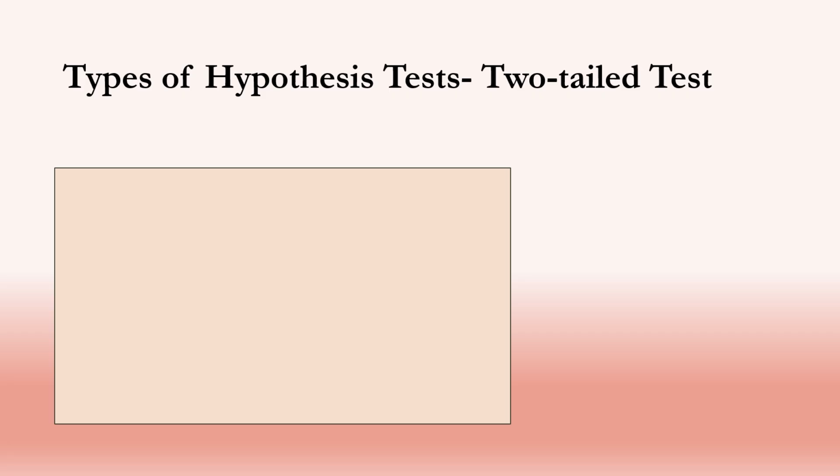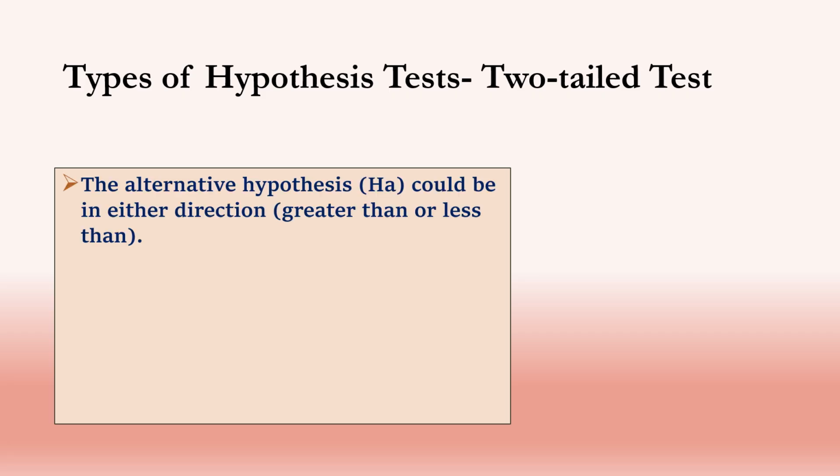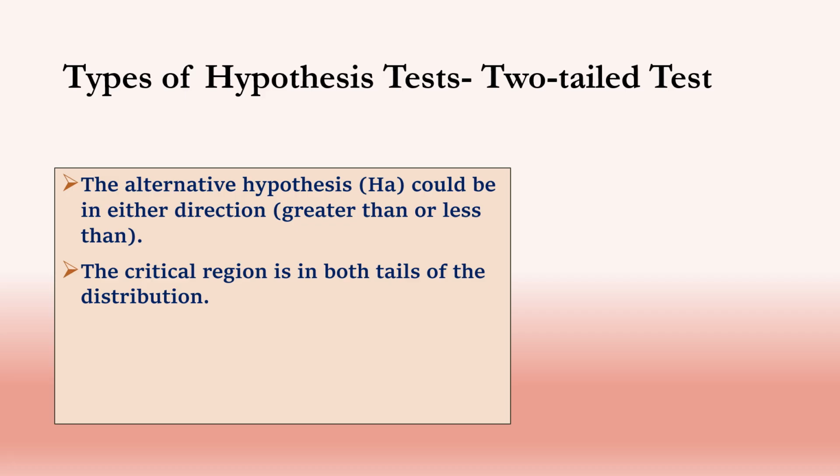Second type of hypothesis test is two-tailed test. A two-tailed test is used when the alternative hypothesis suggests that the effect could be in either direction, greater than or less than a specific value. This type of test checks the deviation in both directions from the hypothesized parameter. In a two-tailed test, the critical region is in both tails of the distribution, which means that we are testing for both an increase and a decrease from the hypothesized value.